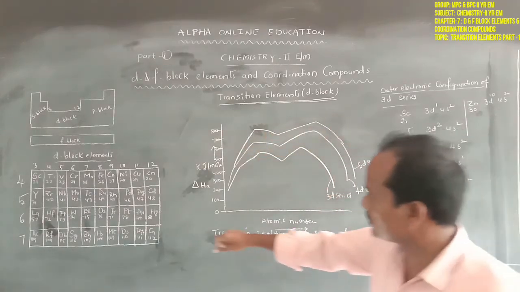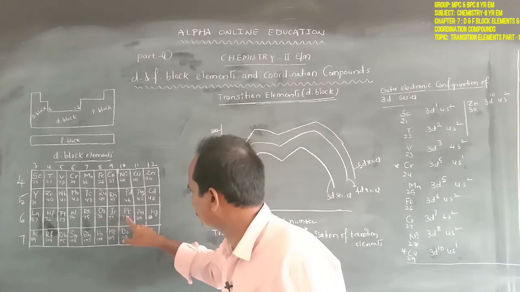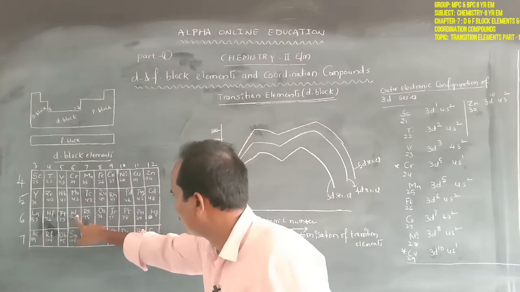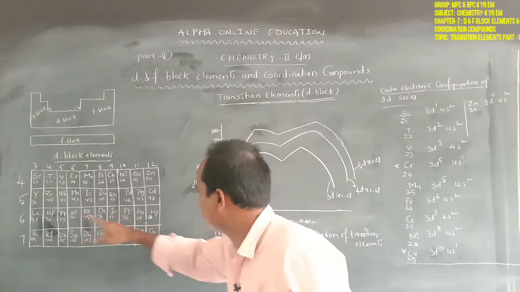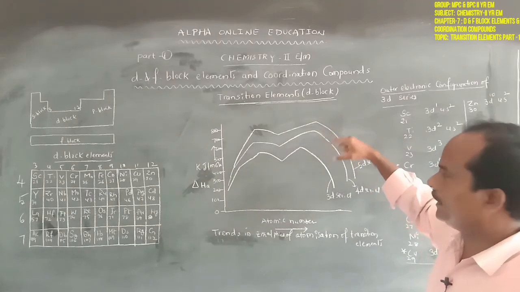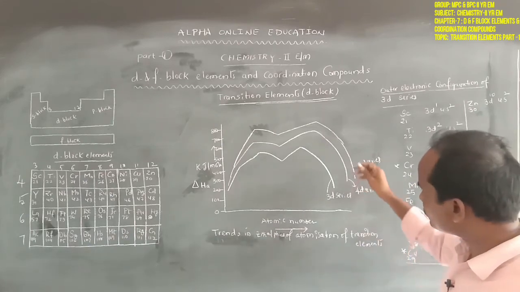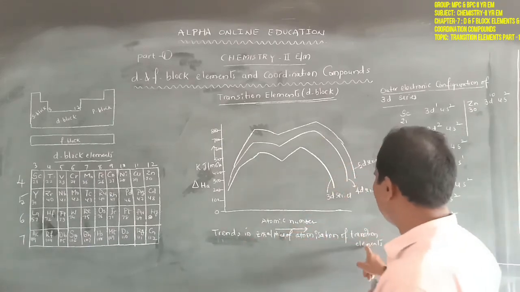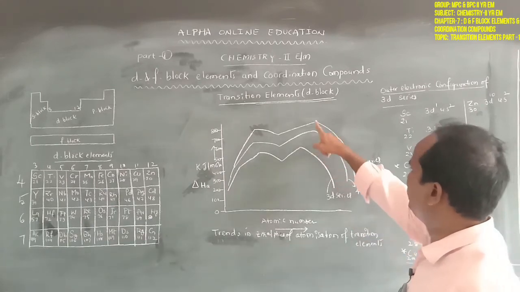For example, osmium, platinum, and tungsten are very hard substances. The reason is that more electrons are available for metallic bonding. That's why they are very hard in nature and their enthalpy of atomization is very high.